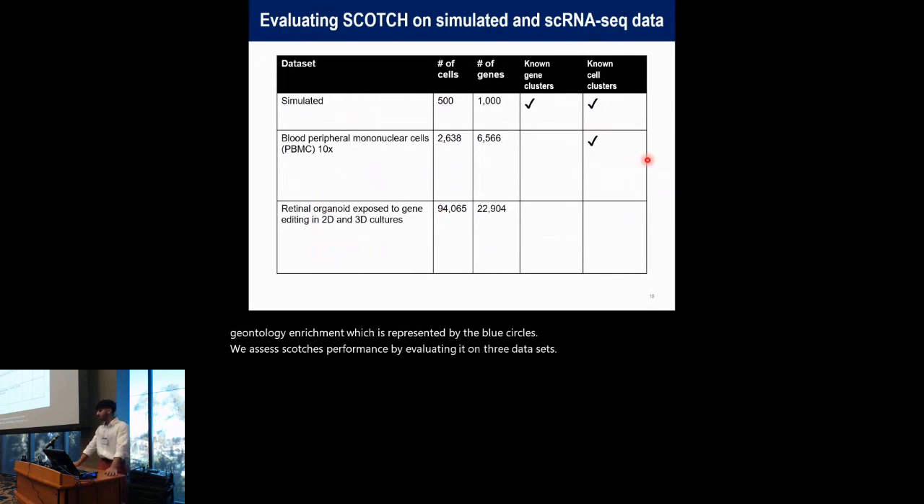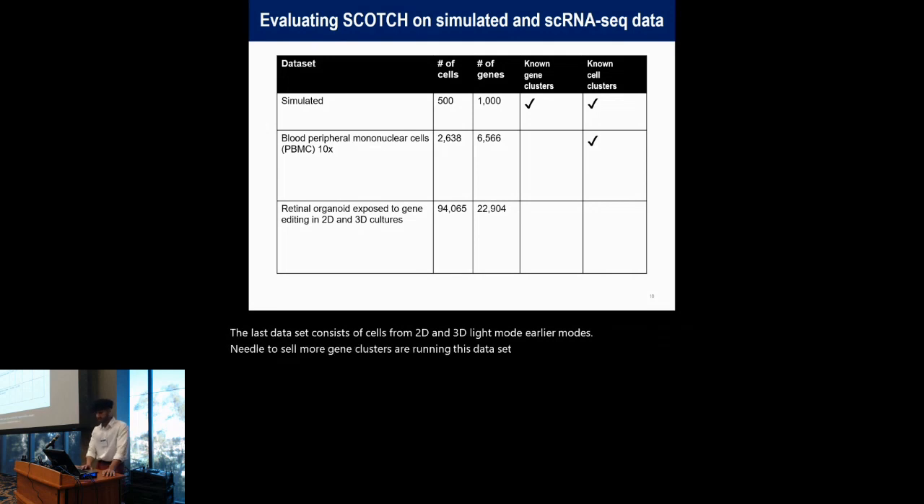The first data set is a simulated data set where the number of true cell and gene clusters are known. Just to be clear, we don't actually have cells and genes in this data set, but rather rows and columns. I use the term cells and genes to keep a consistent naming convention across the data sets. The second data set is a well-known single-cell RNA sequencing data set used for benchmarking, PBMCs. In this data set, we know the true cell clusters, but we do not know the true gene clusters. The last data set consists of cells from 2D and 3D retinal organoids. Neither the cell nor gene clusters are known in this data set.